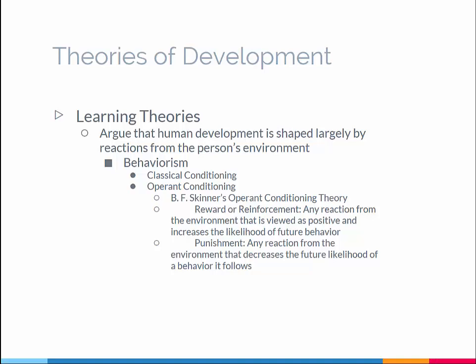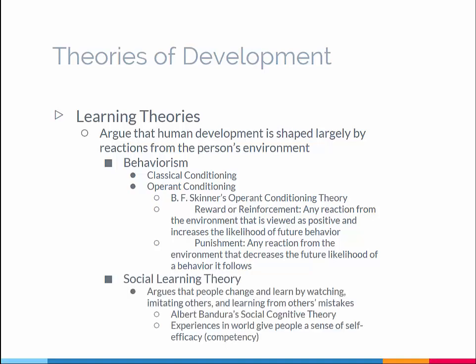Another type of learning theory is social learning theory. And the idea here is that people change and learn by watching or imitating others and learning from other people's mistakes. So social learning theory is really based on this idea of observational learning or imitation. People learn by watching others. This is Albert Bandura's social cognitive theory.